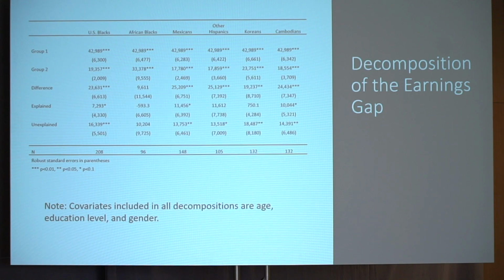So what we find here when we look at the decomposition for earnings is we do find substantial racial differences in average earnings for the majority of the racial ethnic groups. We find that the gap in average 2014 earnings between whites and US blacks is a little over $23,000, with only 31% of this gap being explained by group differences in age, education, and gender. For African blacks, the income gap is $9,600, but it's not statistically significant. For Mexicans, the gap is a little over $25,000, with 55% of this gap unexplained by the control variables that we include. And we find a similar gap for other Hispanics.